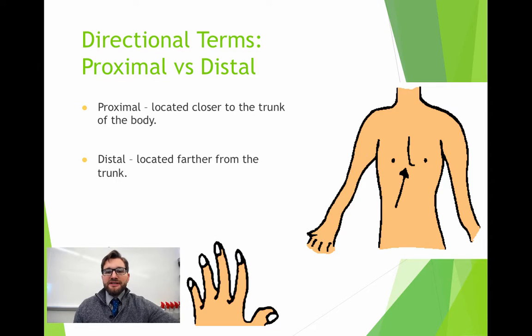Again, proximal and distal. Proximal is located closer to the trunk or to the point of attachment of an arm or a leg. Or we could even talk about proximal for the head. Proximal would be closer to the neck, close to the point of attachment, whereas the top of the head would be distal. It would be located farther from the trunk.